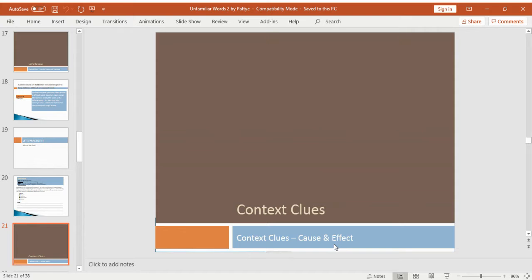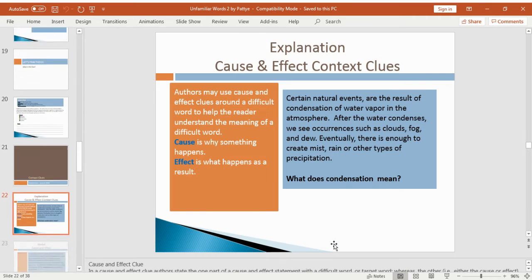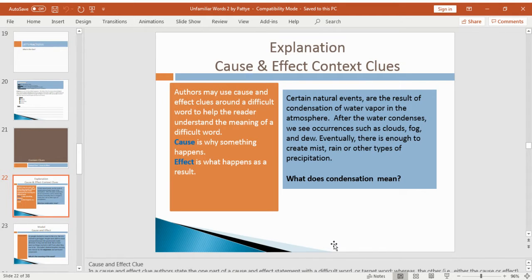Context clues can also have cause and effect to help us determine what a word means. Authors can use cause and effect clues around a difficult word to help the reader understand the meaning of the word. The cause is why something happens. The effect is what happens as a result.